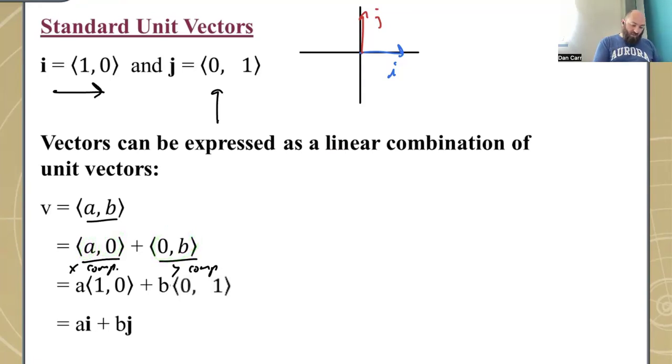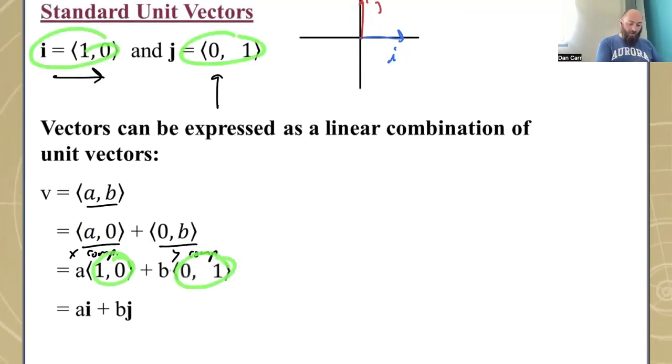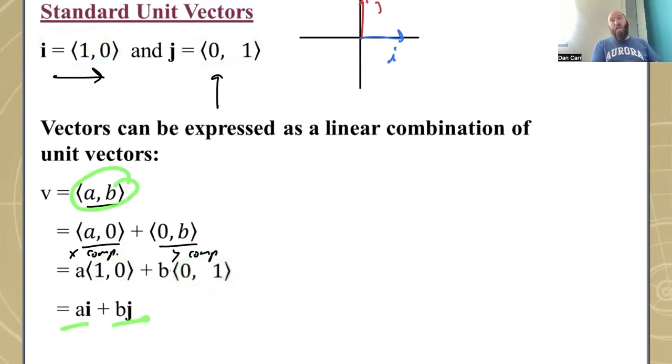Since we can factor out an A here, that's a scalar of A times 1, 0. And then we can factor out a B here, so it's the scalar B times 0, 1. And we know from earlier, these two are I and J. So basically, A, B is going to be A times I plus B times J. It's just a slightly different way of expressing our vectors.